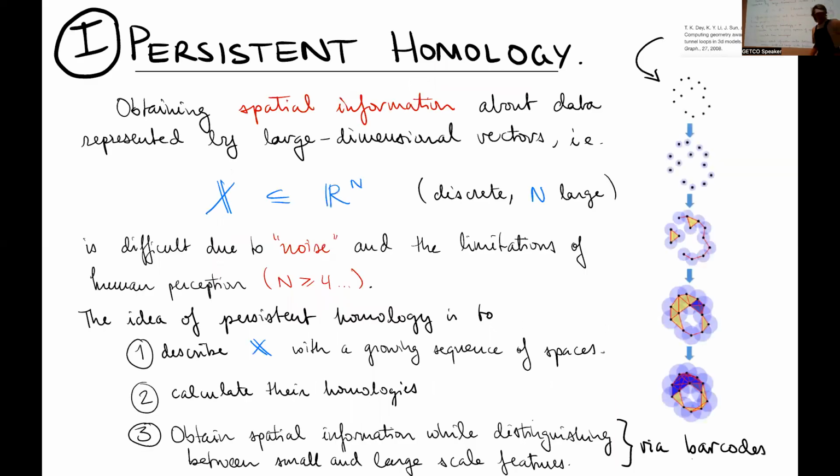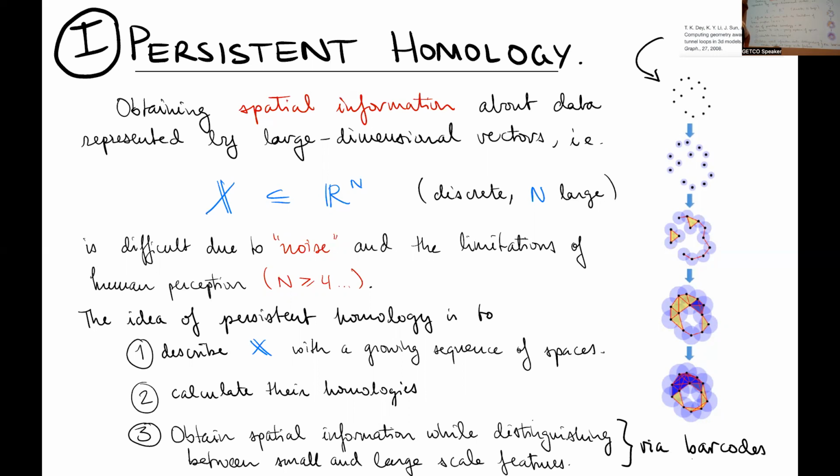Okay. So I'm going to take my very naive approach to persistent homology, which is that you've got a point cloud in maybe large Rn, and we want to obtain some kind of spatial information about this data set. And this can be very hard because of noise in the data, and also because we have difficulty understanding or visualizing spaces when n is greater than 3.